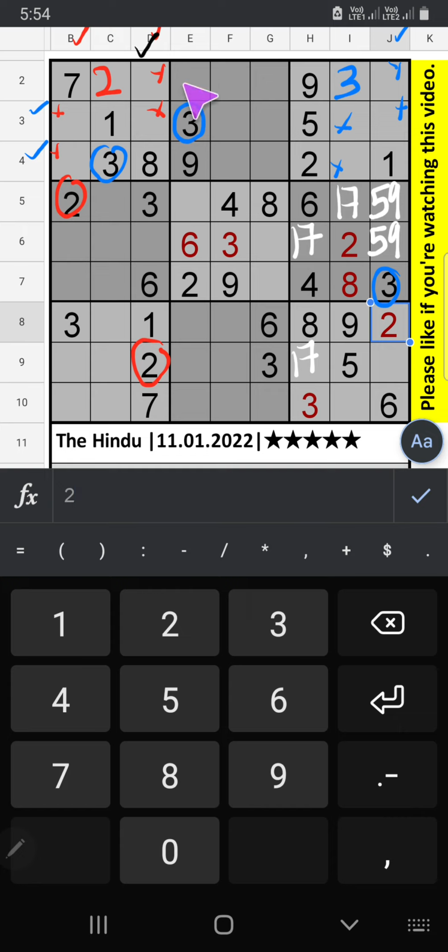Column D we have 6. So 6 can't come in this cell. Column E and column G also we have 6. So 6 can't come in these cells. Column J also we have 6. So 6 can't come in this cell. Then 6 is confirmed here.